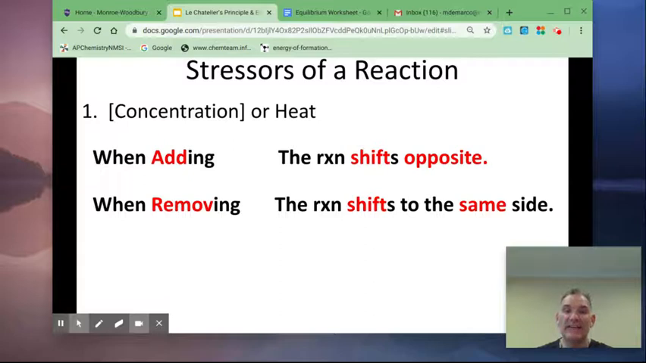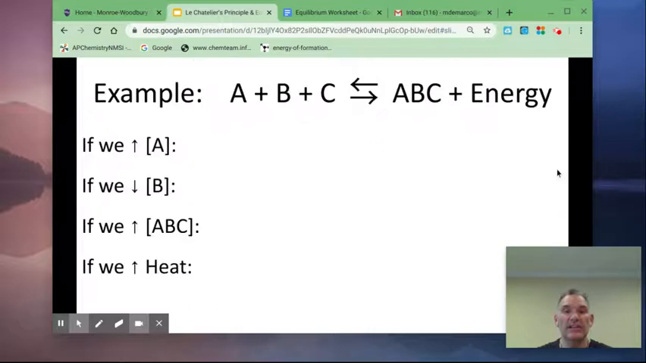So add, shift opposite, remove, shift same. Now again, we want to make sure we understand what's taking place in the reaction to apply the appropriate shift, because the shift determines everything else in the problem, as you will see in a few minutes. Add, shift opposite, remove, shift the same. So let's take a look.